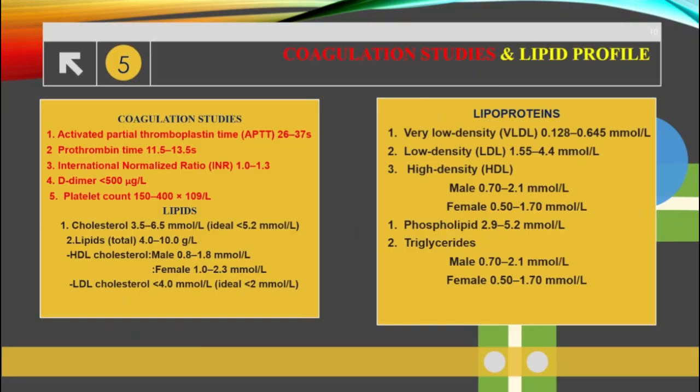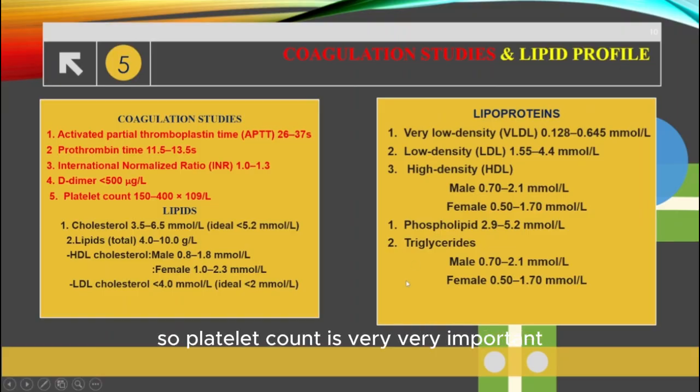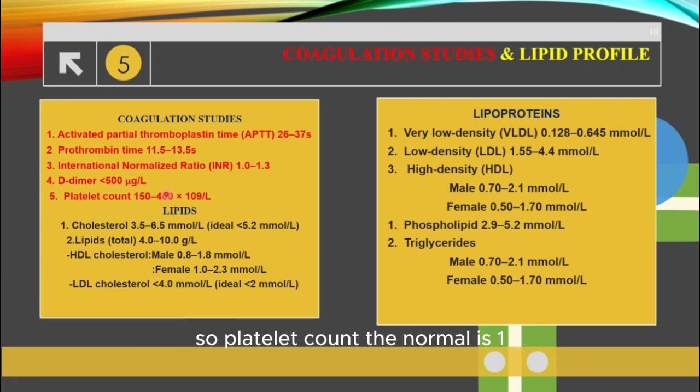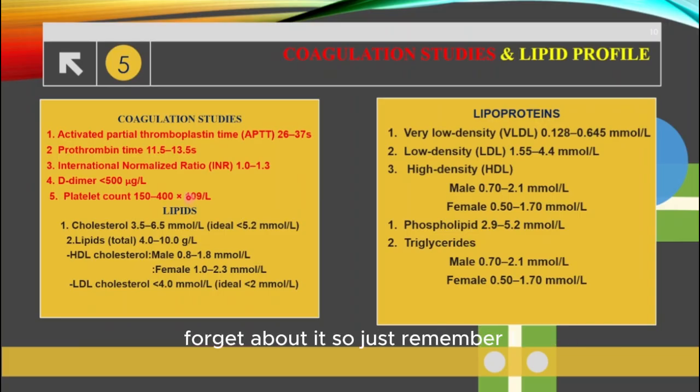Okay, the first one I'm going to begin with is platelet count. So platelet count is very, very important to know. So platelet count, the normal is 150 to 400. Forget about the constant, which is 10 to the power 9. Just remember 150 to 400. Okay, that's the normal platelet count.